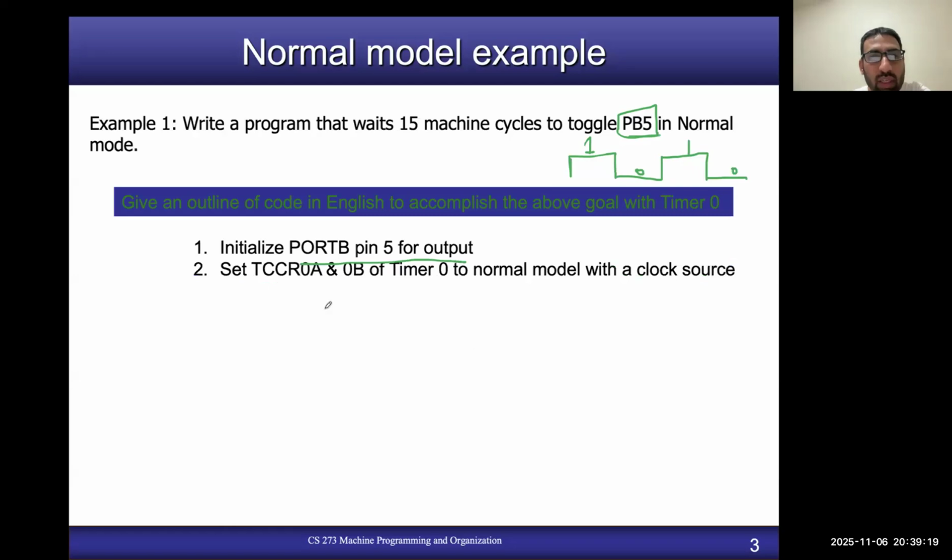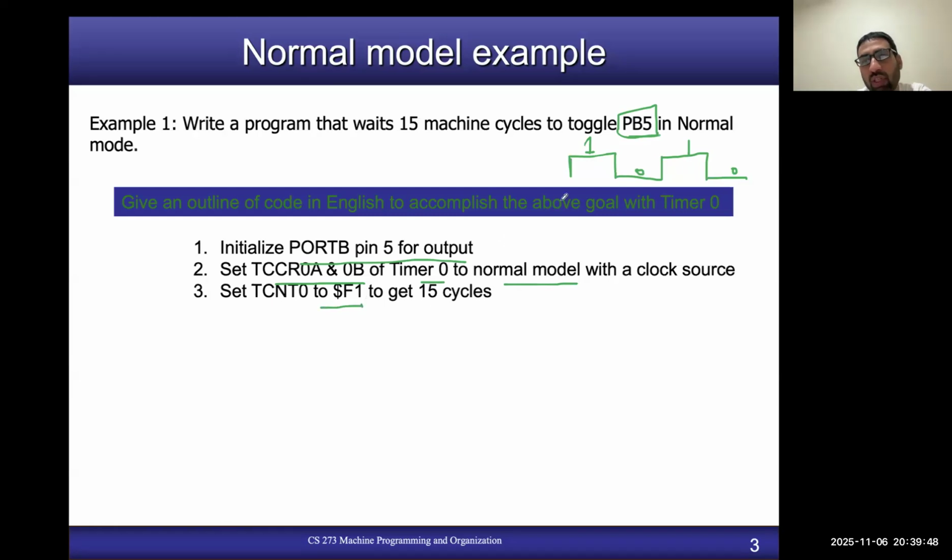The other thing we need to do is write the correct values in the control registers A and B of the timer 0, so that we can operate the timer in the normal mode with the clock source having the same frequency as our AVR microcontroller. The next thing is that we need to also initialize the register of the timer to the correct value, which in our case is F1.